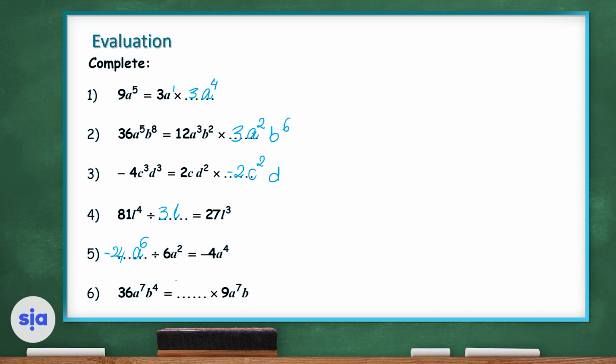9 times what equals 36? It's 4. Then a power 7 times what equals a power 7? Nothing in the a. The b power 1 times b power 3 is b to the power of 4.